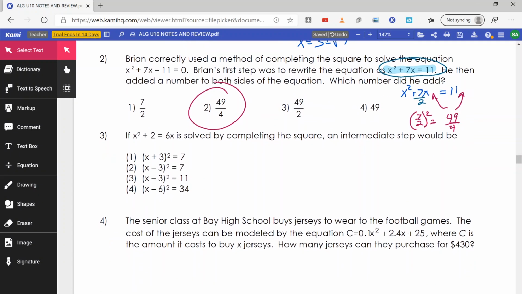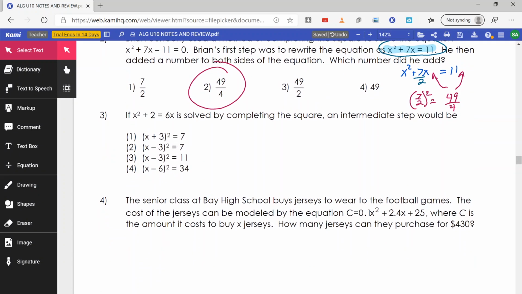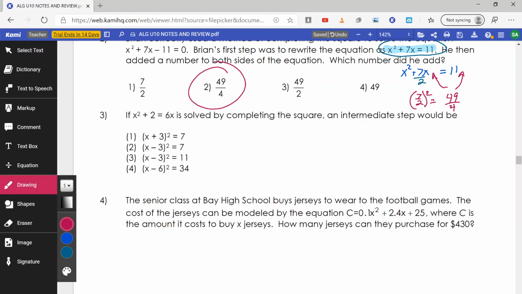Number 3, we are told x squared plus 2 equals 6x has to be solved by completing the square, and one of these 4 steps is going to be the correct one. So we actually have to do a little bit of work here. X squared plus 2 equals 6x. Now the thing with this, remember, is I need x's on one side of the equal sign, number on the other. So the problem with this is I have x's on both.